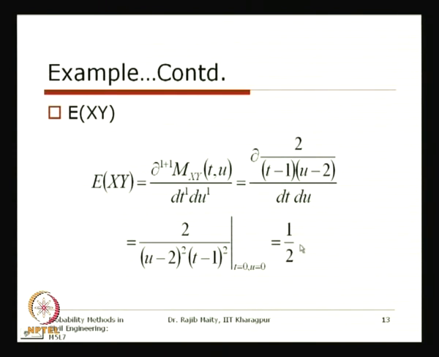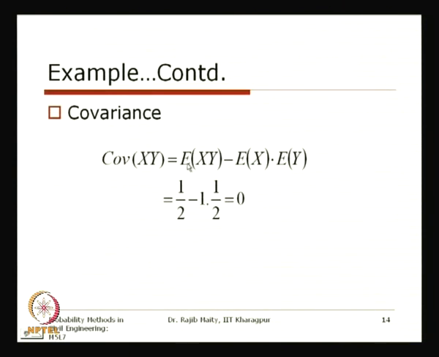Now for the second one, we already know the expectation of x and the expectation of y. The covariance is just this minus the product of those. So the covariance is the expectation of xy minus the expectation of x times the expectation of y. We simply put in what we got, and we can see that this covariance is 0.